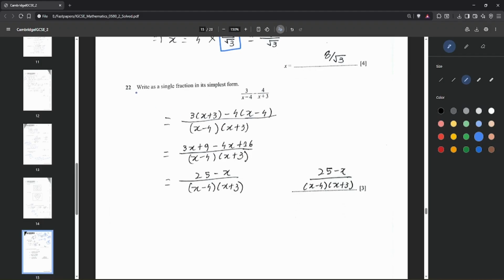All right, write as a single fraction in its simplest form. Since this is a fraction, we need to multiply 3 with x, so 3 times x plus 3. So we have this part, then we need to have -4 between them, and then we multiply 4 with this part, x minus 4. So then after evaluating, we get this and then this part. So this is the simplified form.